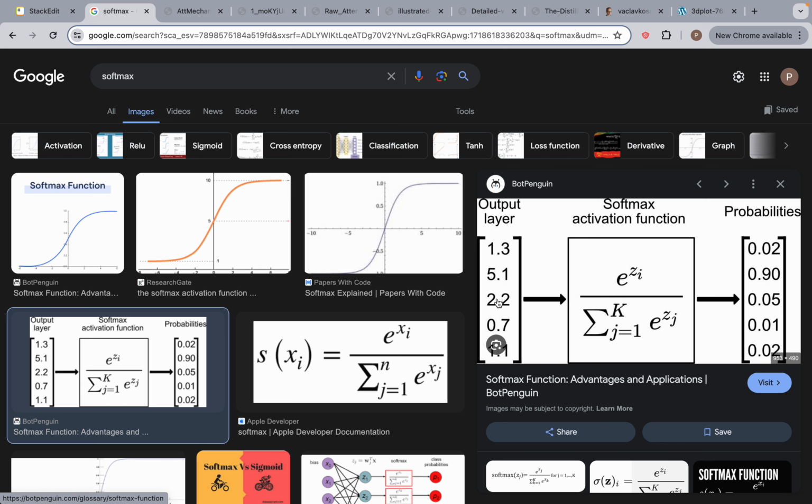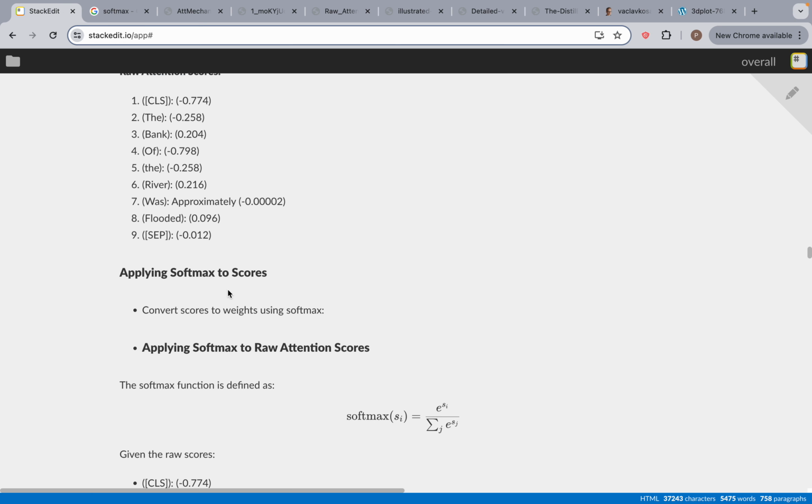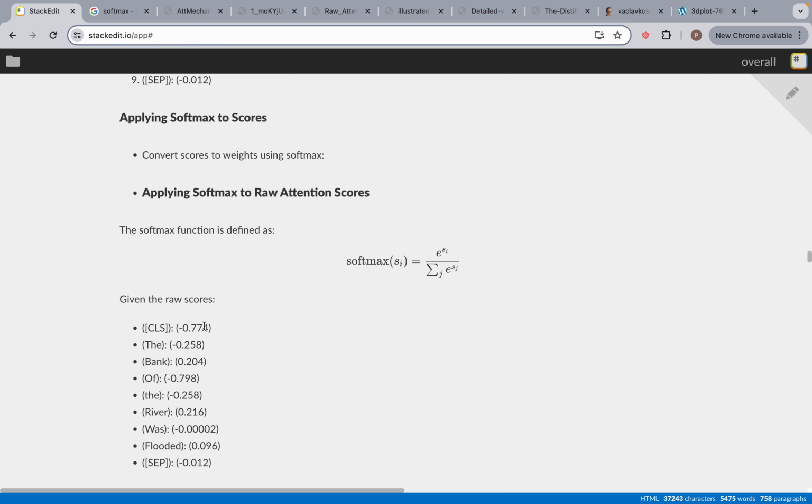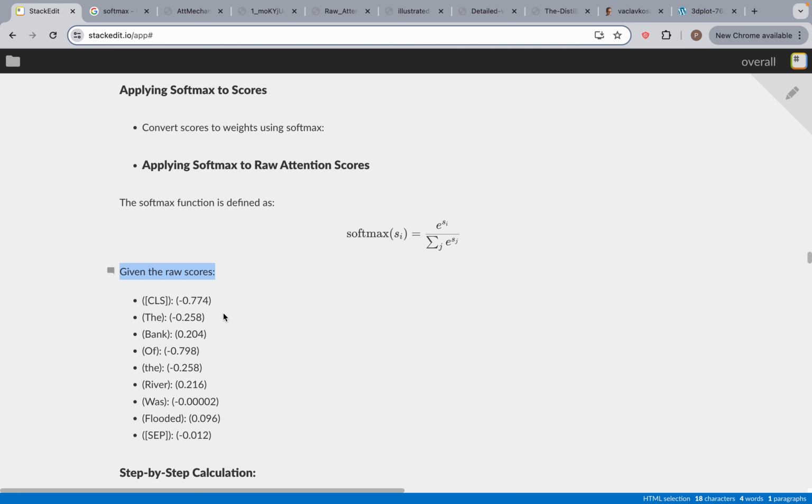And then we add e to the 2.2. Then we add e to the 0.7. And this last one, I believe, is 0.1. You can't see it from this icon, but you would do e to the 1.1, and that would give you the denominator. You're just summing up all the values, but before you do that, you're just applying the e function, okay? And over here, we have the given raw scores.